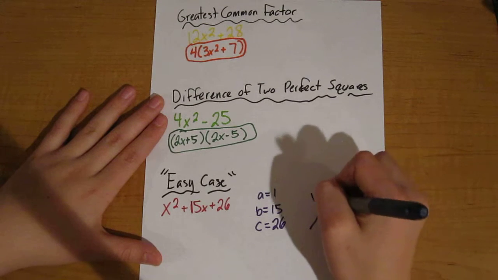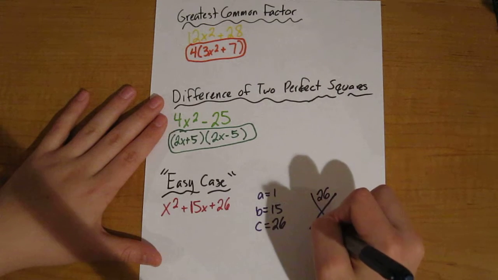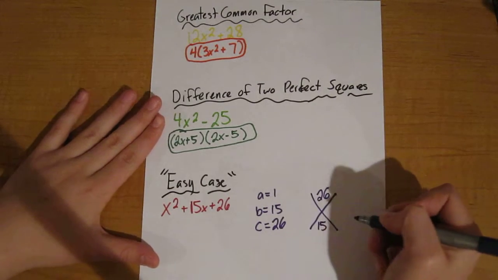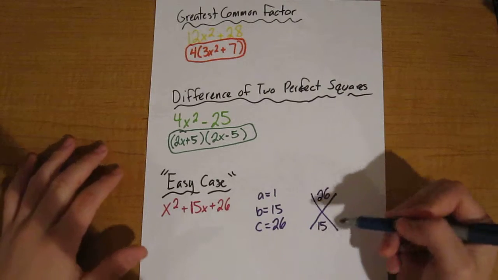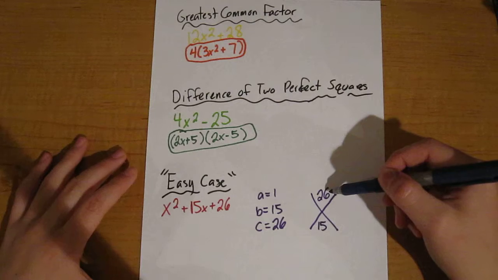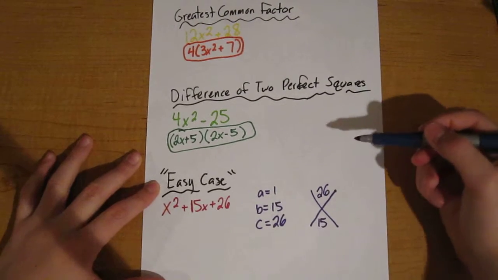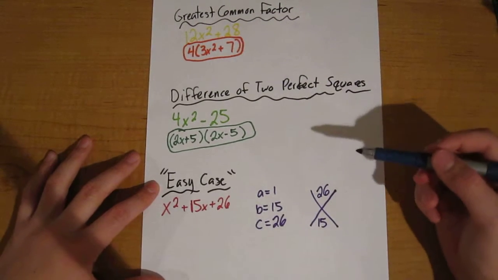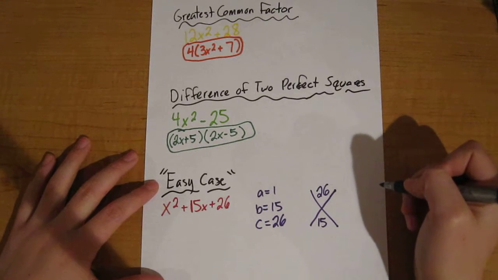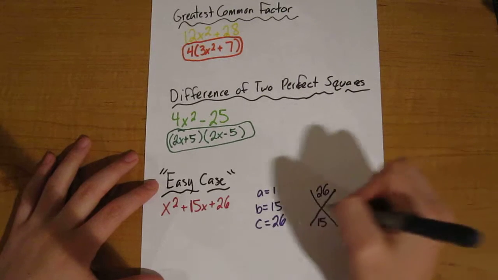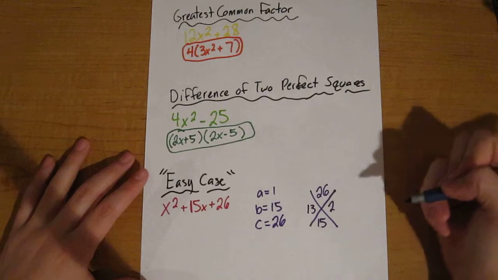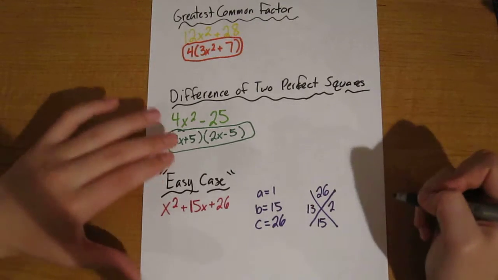And you put a 26 on the top, which is your C value, and your B value on the bottom, which is 15. Alright, you can remember it by B for bottom. And now we've got to find two numbers that multiply to equal 26 and add to equal 15. So, the 26 is divisible by 13 or 2. So, we have 13 and 2, and they add to be 15, so it works out.